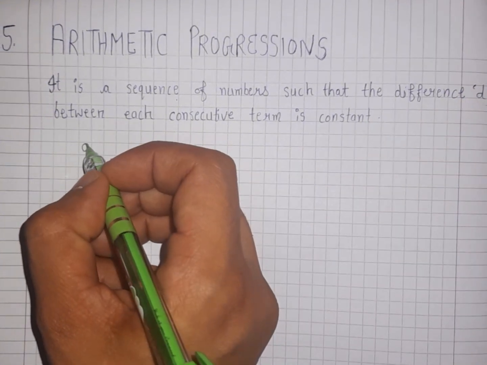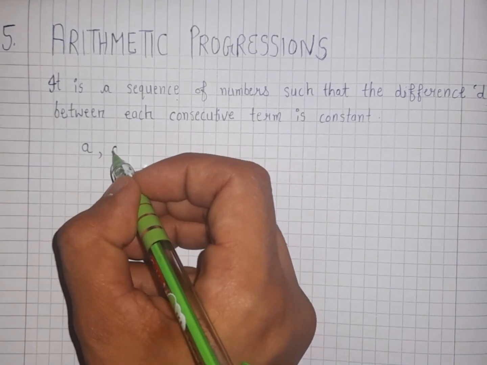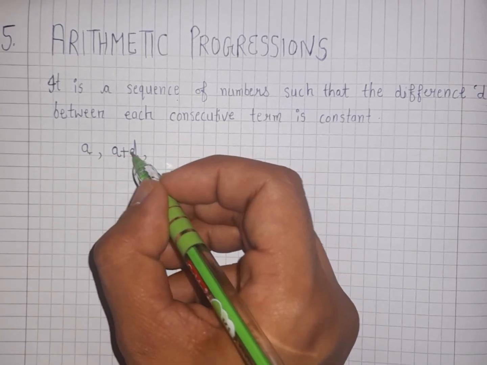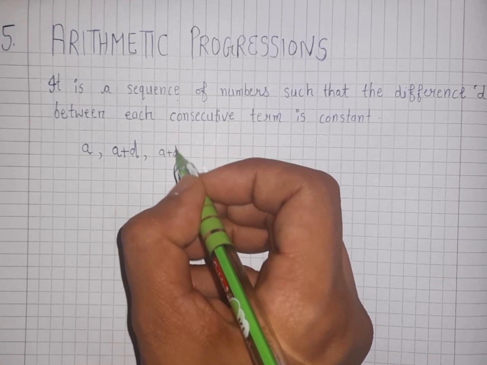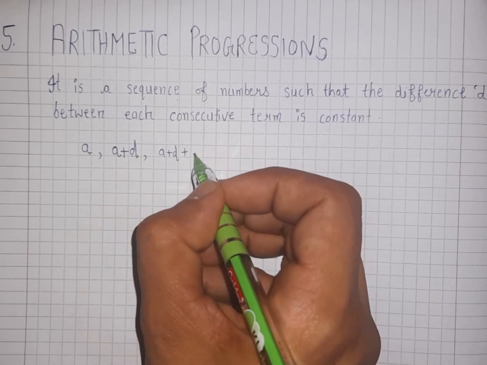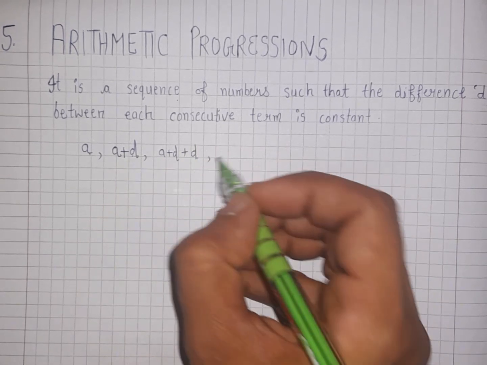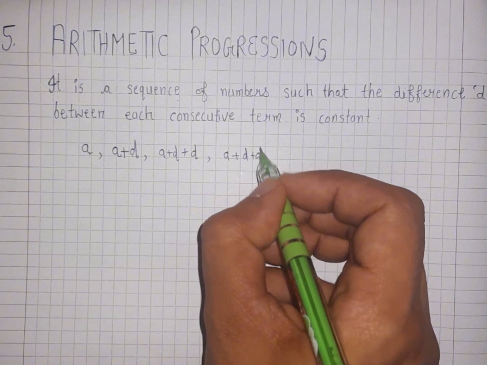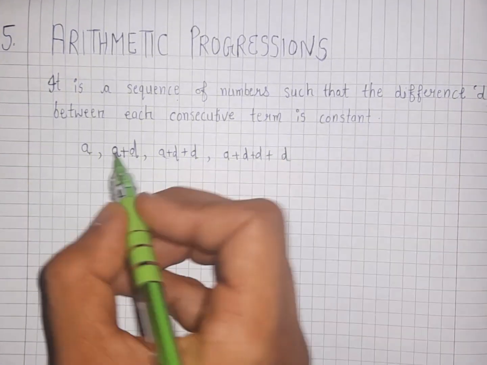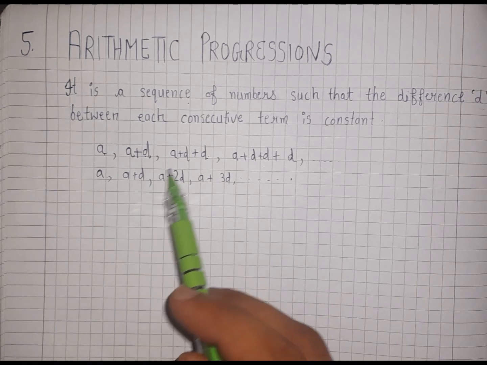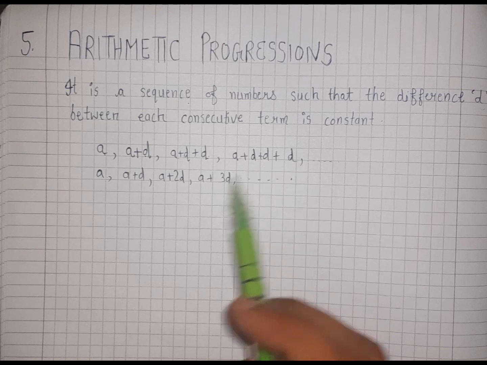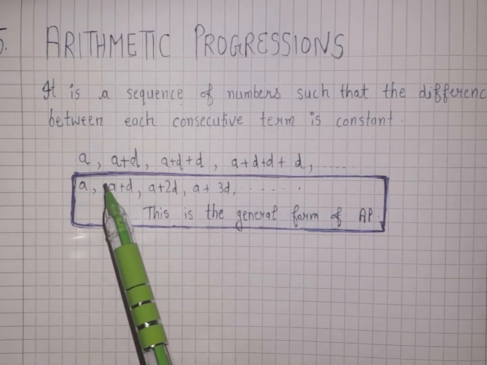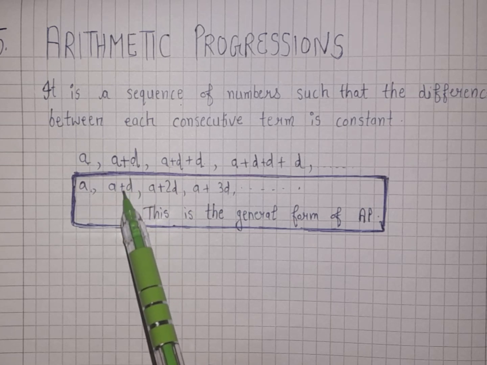Let a be the first term. The next term is obtained by adding a constant number d to the first term. The third term is obtained by adding the constant number d to the second term. Similarly, the fourth one is obtained by adding the constant number d to the third term. So a, a plus d, a plus 2d, a plus 3d is the general form of an arithmetic progression. Here a is the first term and d is the common difference.